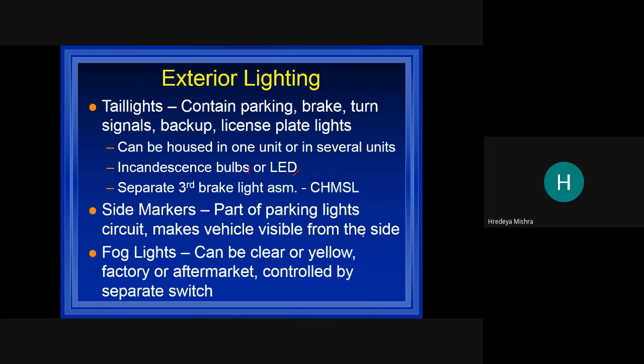Fog lighting can be clear or yellow, factory or aftermarket, controlled by a separate switch. Means this is the fog light. What happens when in the daytime, if much fog is there? We need more lighting, so we use this fog light, which is operated by the separate switch.